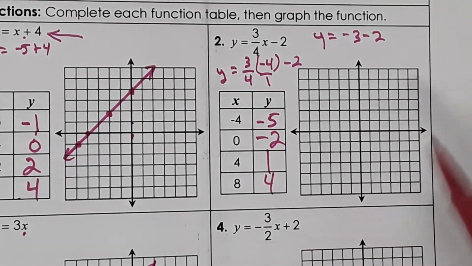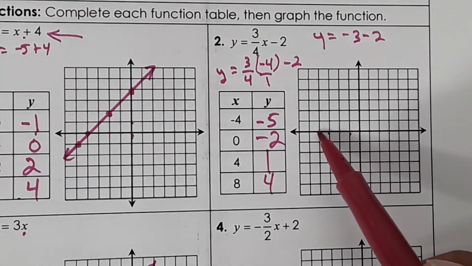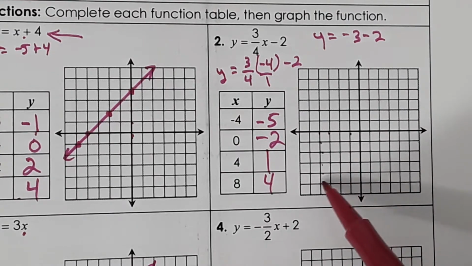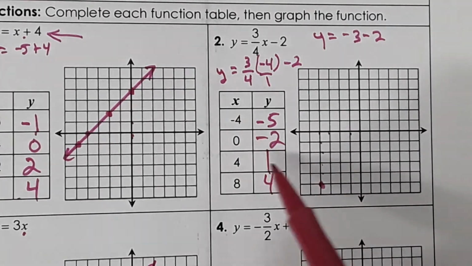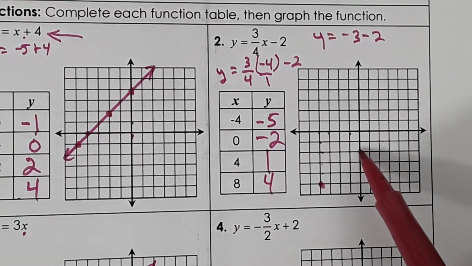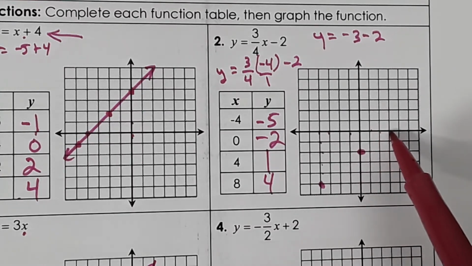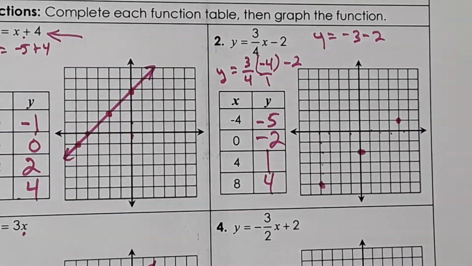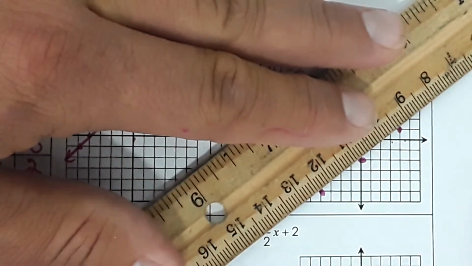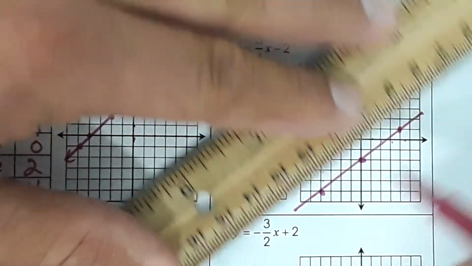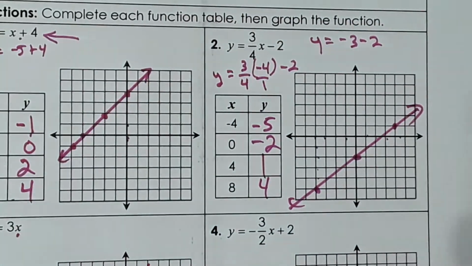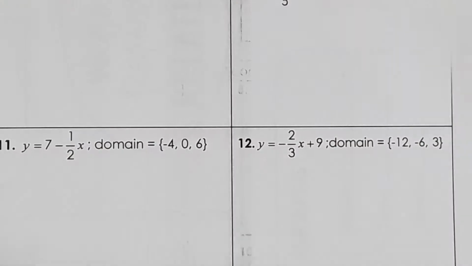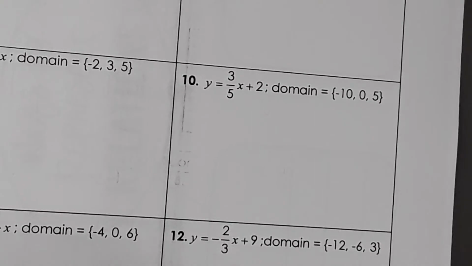So now we've got points we can plot. 1, 2, 3, 4. 1, 2, 3, 4, 5. Negative 4, negative 5. 0, negative 2. 1, 2, 3, 4, 1. And then 8, 4 is way out here off the graph, so I'm not going to worry about that one because I've got enough points here to graph. Okay, plugging numbers in.